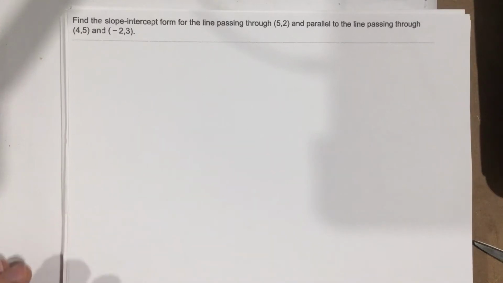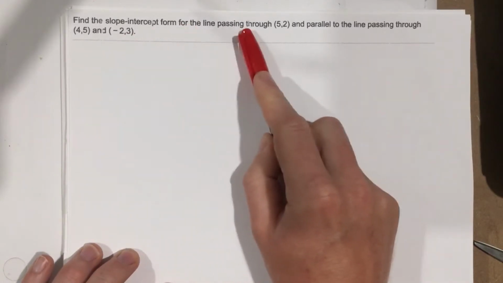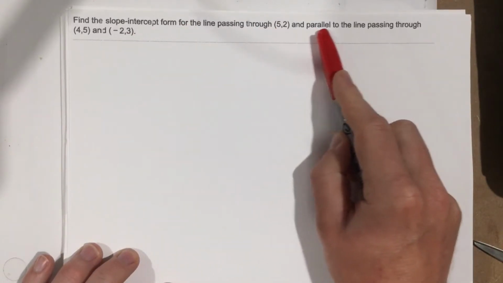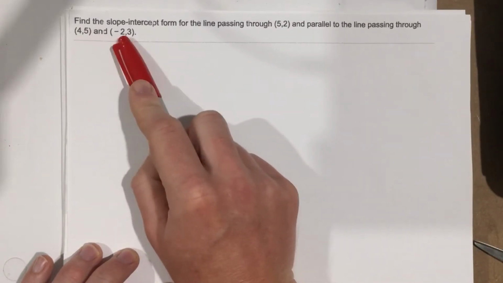This is problem number 4 from section 2.1. In this problem, they want us to find the slope-intercept form for the line passing through 5, 2, and parallel to the line passing through these two coordinates.